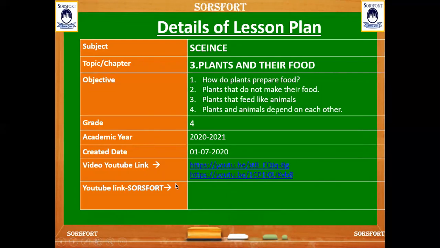And here is the science subject for grade 4 with the third chapter, plants and their food. From this chapter we are going to learn how plants prepare food, plants that do not make their food, plants that feed like animals, and how plants and animals depend on each other.